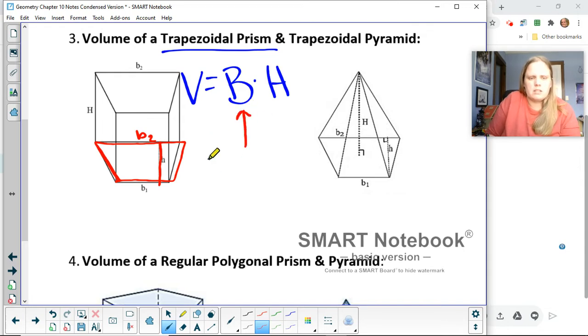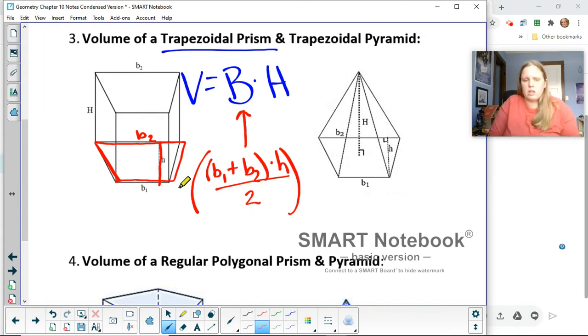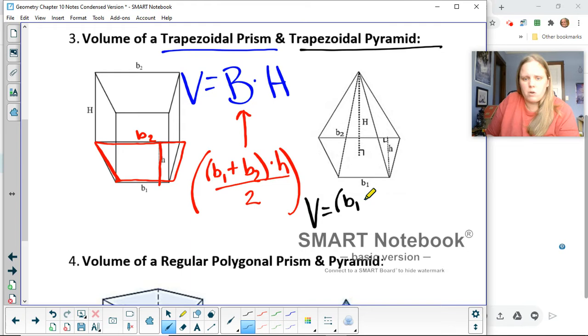So in place of this capital B, we're going to do base 1 plus base 2 times height divided by 2. That's because it's a trapezoid. And then we'll multiply by the capital H, the height of the prism. So for our pyramid, we have this whole formula again, but then we divide by 3. So base 1 plus base 2 times height divided by 2 times our big height, how tall it is, and then divide by 3.